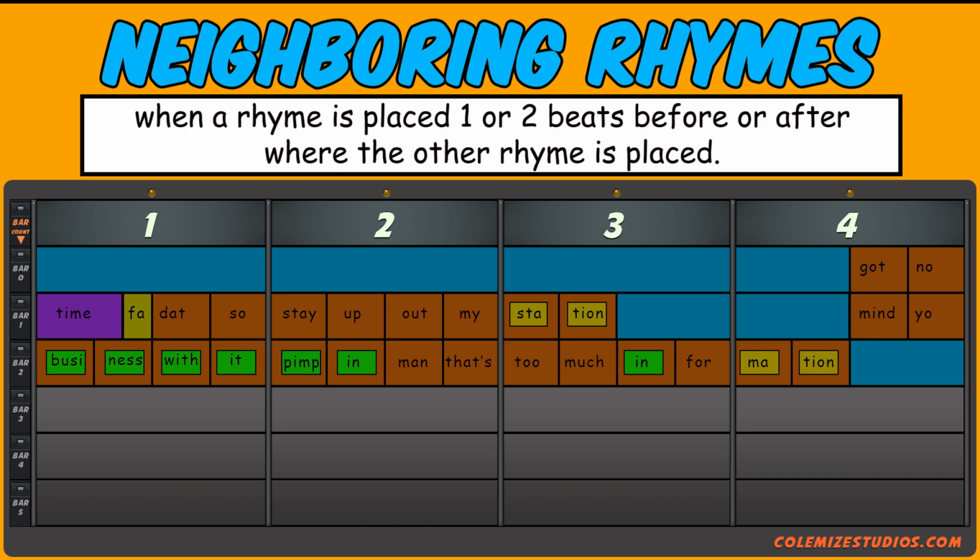For example, one technique I love using is something I call neighboring rhymes. A neighboring rhyme is when a rhyme is placed one beat or two beats before or after where another rhyme is placed. So it's not in the same exact location, but it's in close proximity to the same location. In this example, I placed station on the third beat of bar 1 and mation on the fourth beat of bar 2. And it sounds really cool.